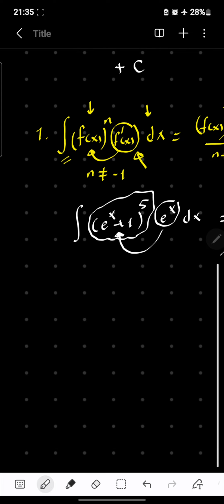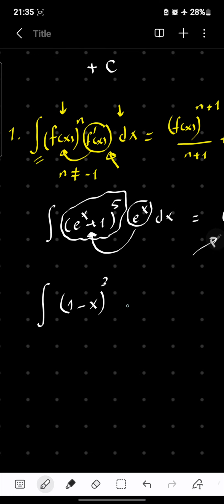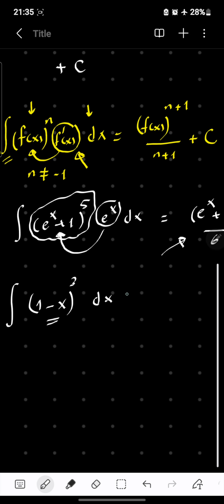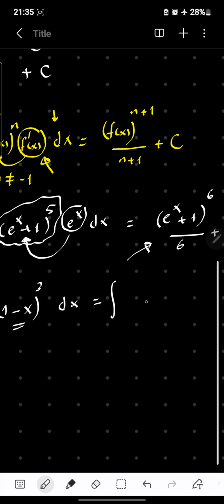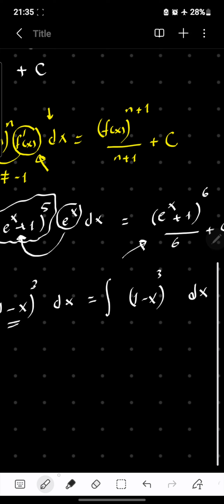Another example, if we have the integral of (1 minus x) all power 3 dx. What is the derivative of 1 minus x? The derivative of 1 minus x is negative 1. So we have to check if negative 1 is already inside the integral or not. No, it is not. So we have to add negative 1 here and negative 1 outside.